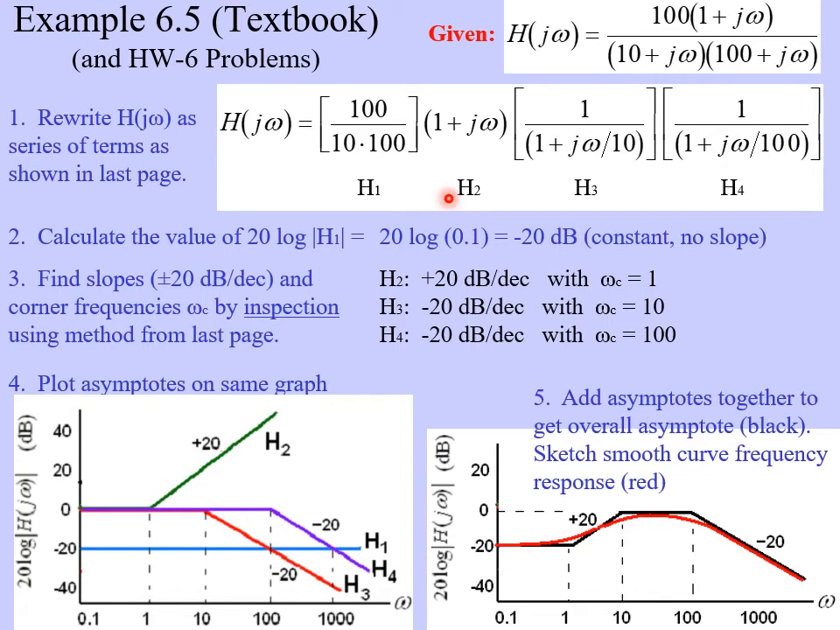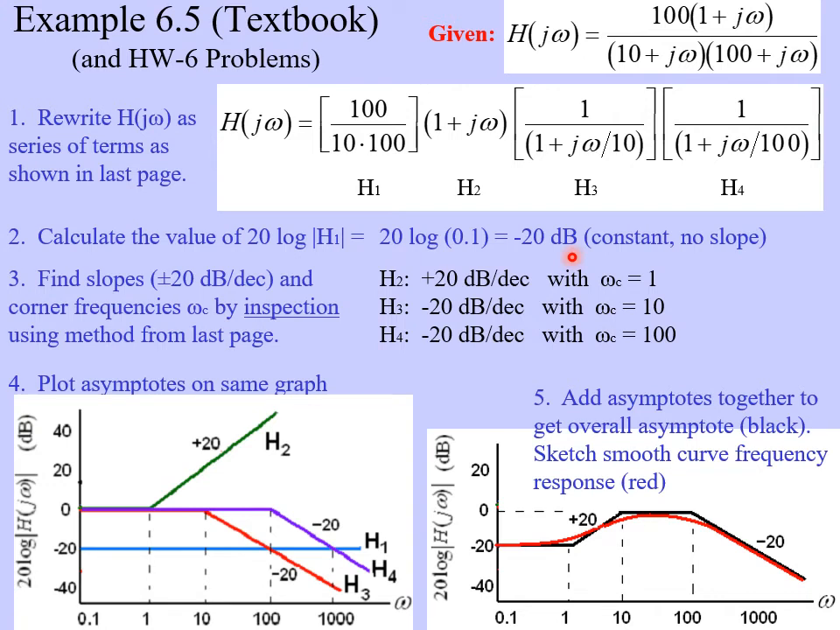The next thing I did was I'm going to call this first term out here H1, the second one H2, this term H3, and this term H4. You can think of these as 4 different subsystems that are all connected together. So the first thing we're going to do is find out how many decibels is H1. So I take H1, which by the way is 100 divided by 1000, which is 0.1. I take the log of it, and you can actually do that in your head. That logarithm is -1, and multiply that by 20, which gives me -20 decibels, and it's constant, right? This is just a number.